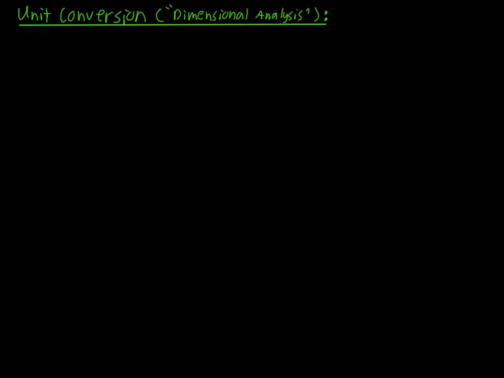So one of the important things that we need to be able to do is unit conversion, which is just what the name says, converting between units. But we also call this dimensional analysis. And the reason why we also call unit conversion dimensional analysis is just dimension. So units represent amounts of different quantities, which we otherwise call dimensions, right? Like length, mass, time, and so on.